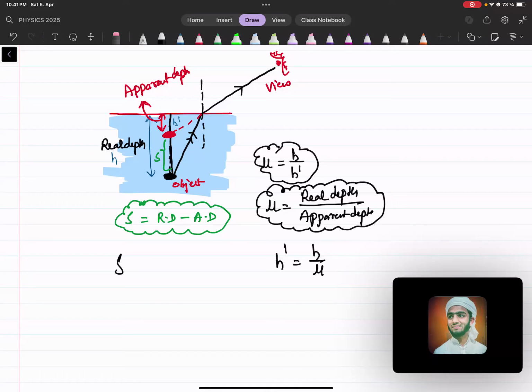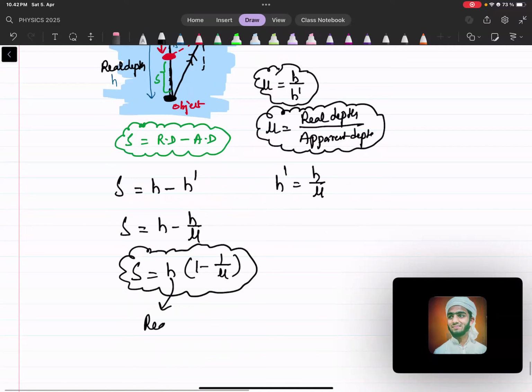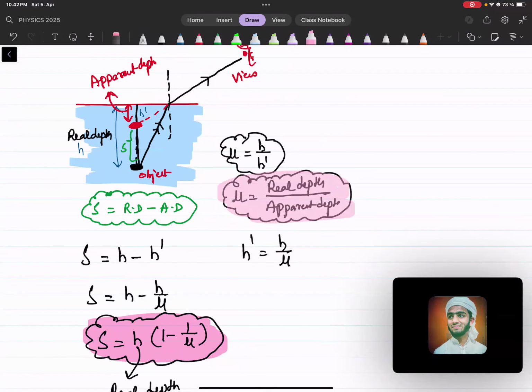Now can you tell me the shift formula? Shift is equal to real depth h minus apparent depth h dash. So s is equal to h minus h divided by mu. So shift will be equal to h common into 1 minus 1 by mu. So this is the shift. h represents the actual depth, real depth or thickness. And refractive index is calculated by the formula mu is equal to real depth divided by apparent depth, that is mu is equal to h divided by h dash. Am I clear with this condition?